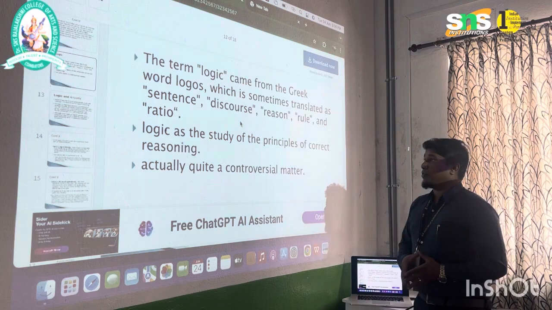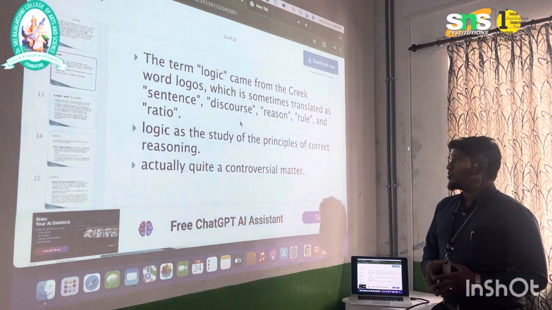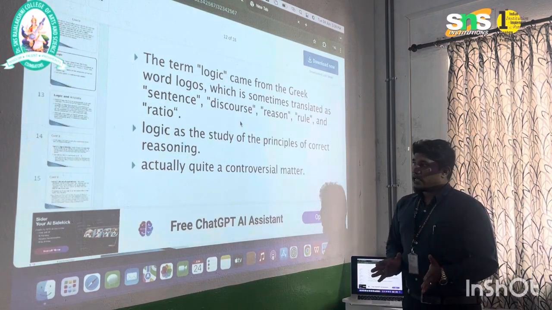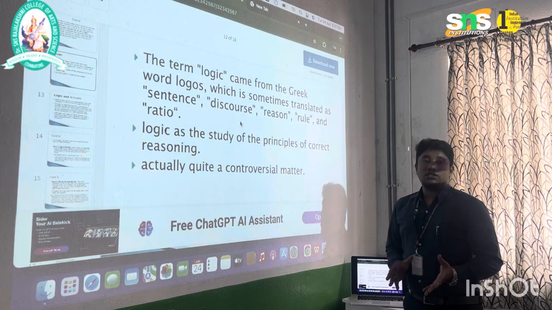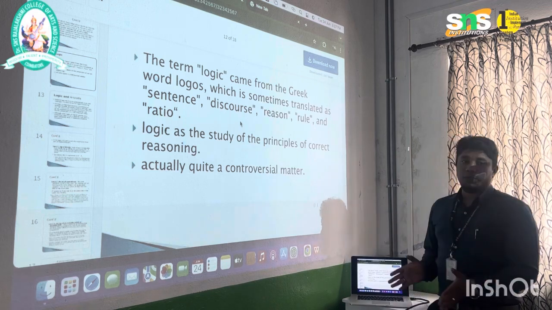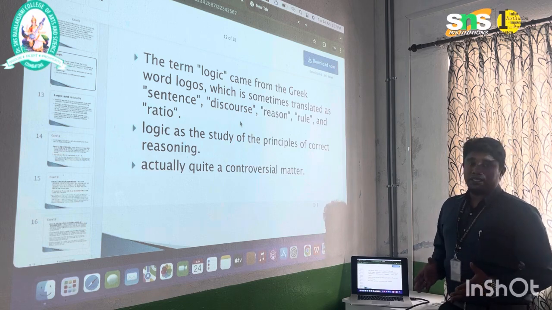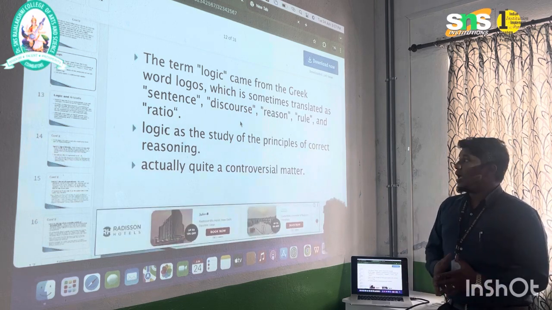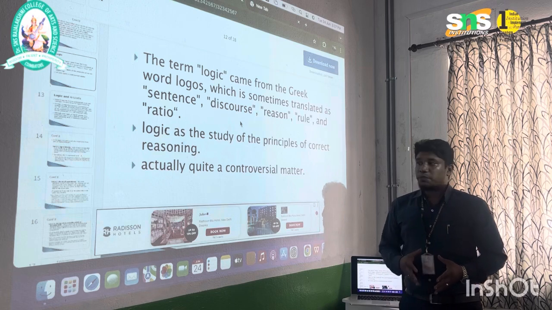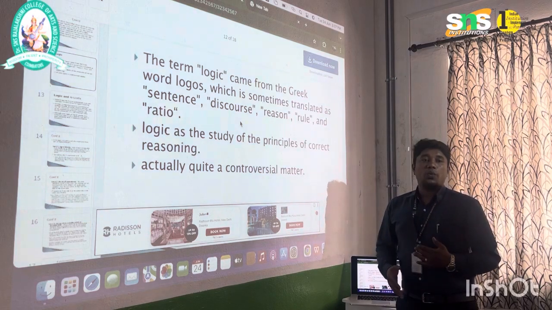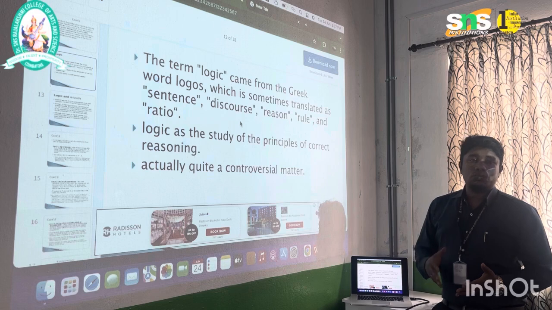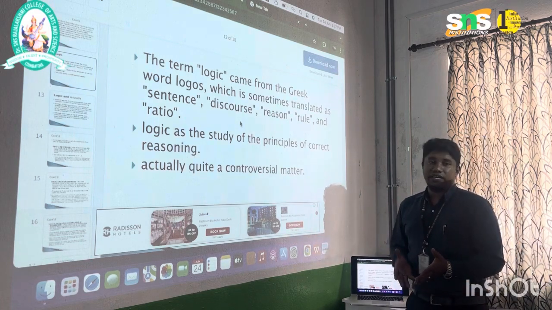Logic came from the Greek word logos, which is sometimes translated as a sentence, discourse, reason, rules and ratios. Logic is the study of the principles of correct reasoning. Here you can see how Aristotle speaks about logic with reasoning. Sometimes it is translated as discourse, and many times as reason. Logic is reason from Aristotle's point of view, although it is quite a controversial matter. Aristotle mainly focuses on how logic can be reasoning through reasoning matters. This is how he defines the term logic.